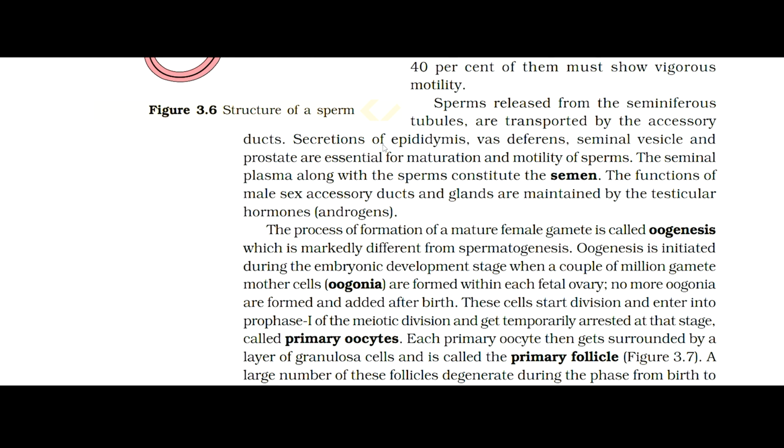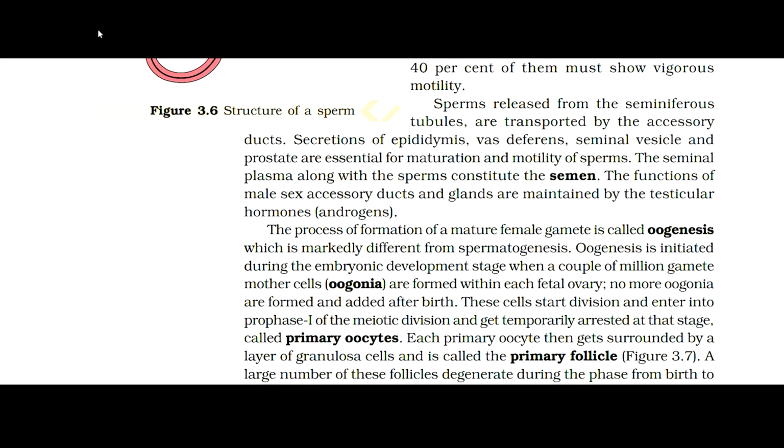The seminal plasma along with the sperm constitute the semen. The function of male sex accessory ducts and glands are maintained by the testicular hormone, which is androgens. The process of formation of a mature female gamete is called oogenesis, which is markedly different from spermatogenesis.